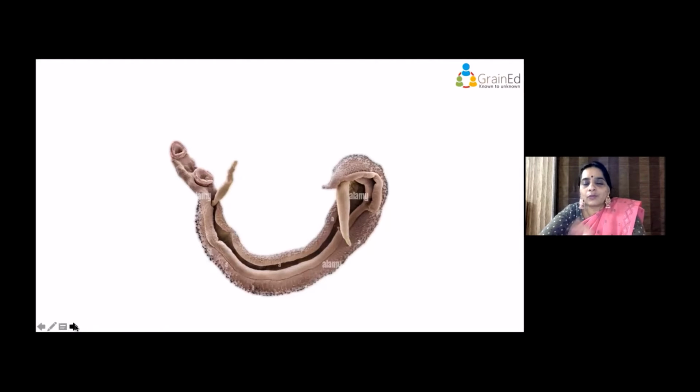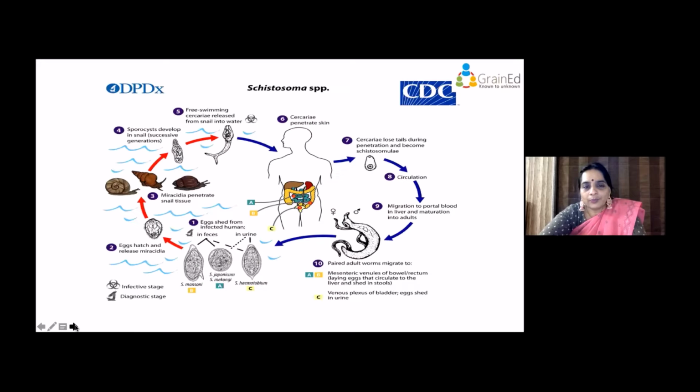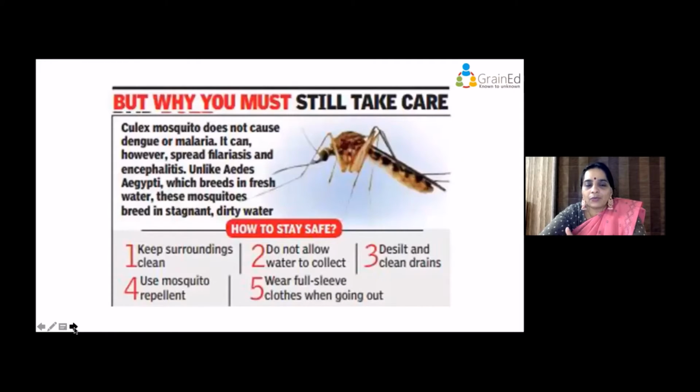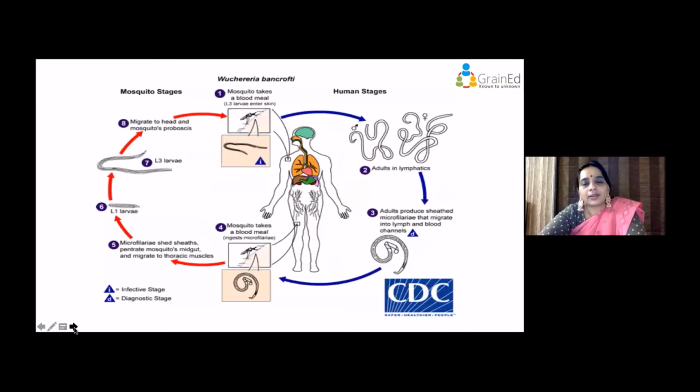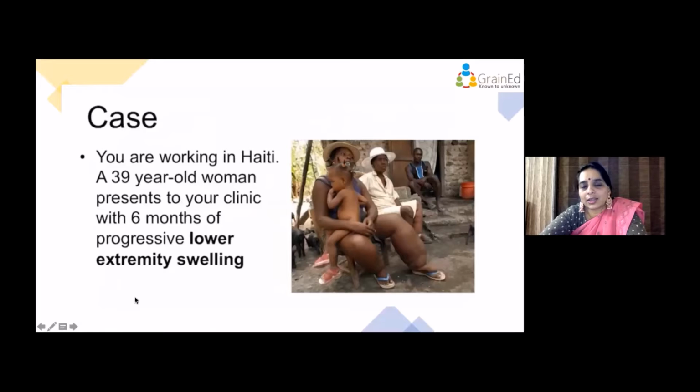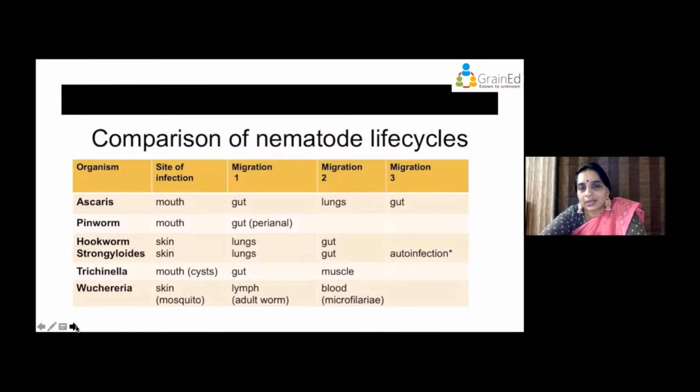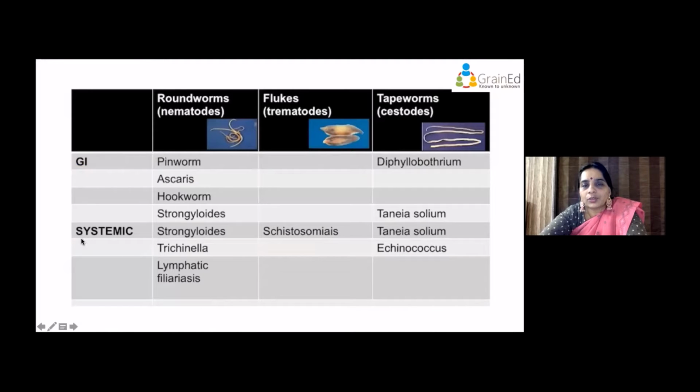So the fluke basically means that it's a flat structure. Okay, so it needs a snail, and when we have filaria, the filaria goes into the lymph, and then it can actually block it, and it can create a situation like this, which is called elephantiasis. So this is how it is.